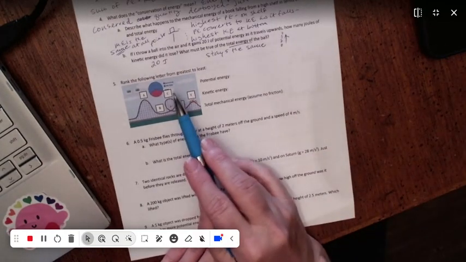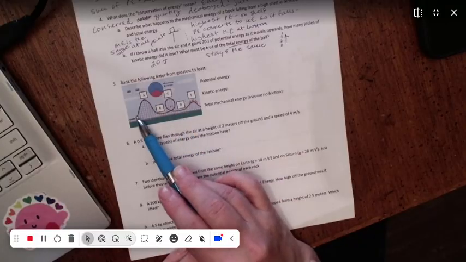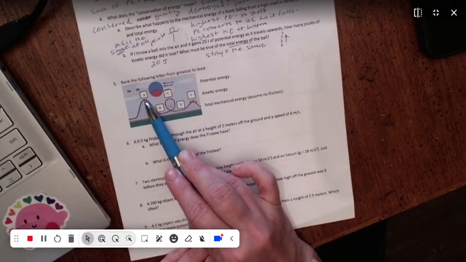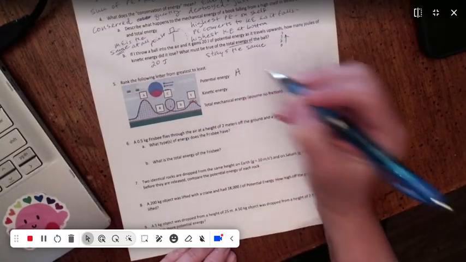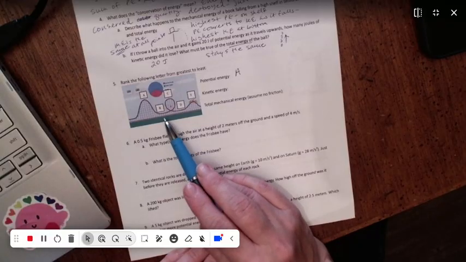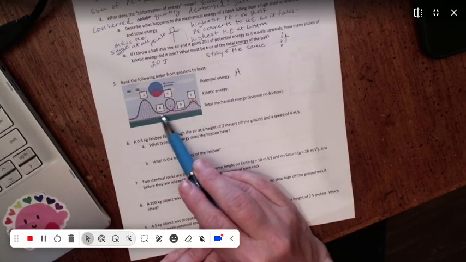Okay, rank from greatest to least. So the greatest, this is a roller coaster. My greatest potential energy is going to be here at point A, where I have my highest point. Okay. My greatest kinetic energy, it could be B or D.